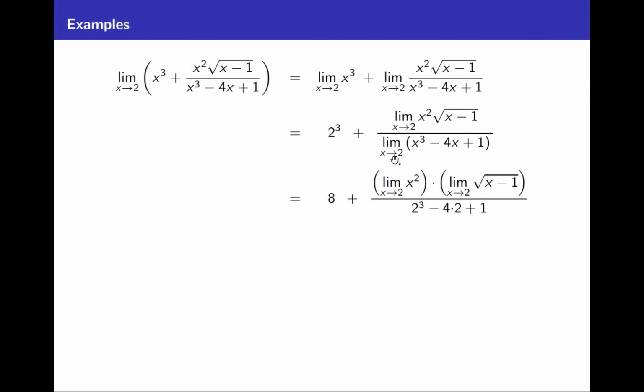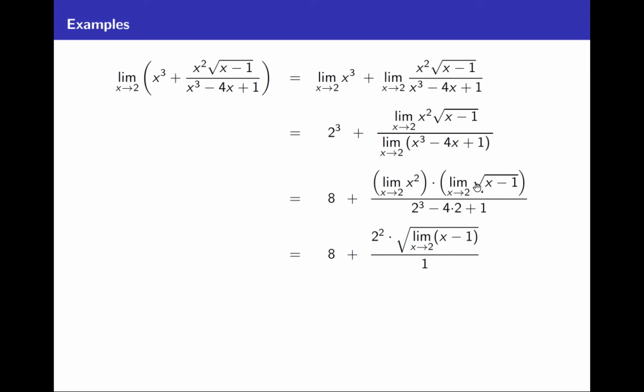And then on the bottom, we have the limit as x approaches 2 of a polynomial. You just plug 2 into that polynomial for that limit by what we had on the previous slide. And we get 2 cubed minus 4 times 2 plus 1. And now we have just two much simpler limits up here to work out. So the limit as x approaches 2 of x squared is 2 squared.